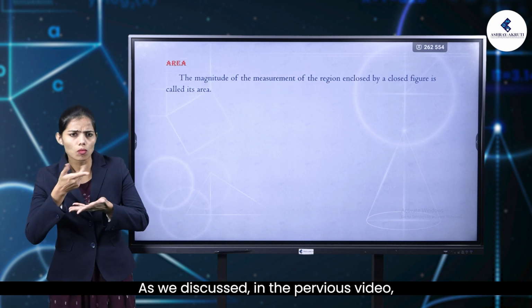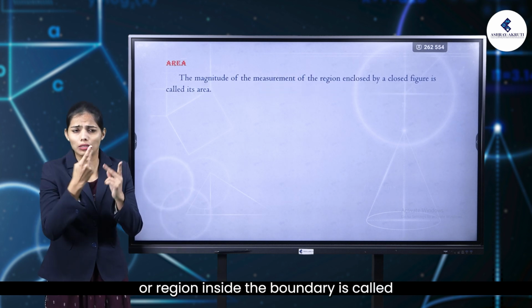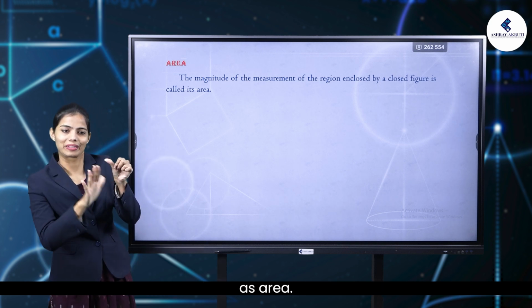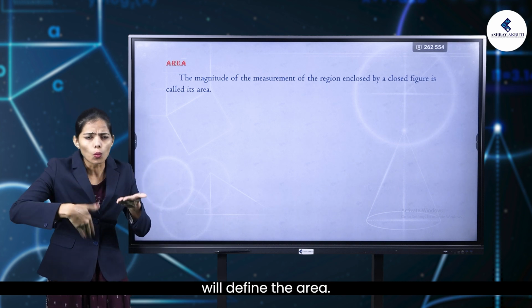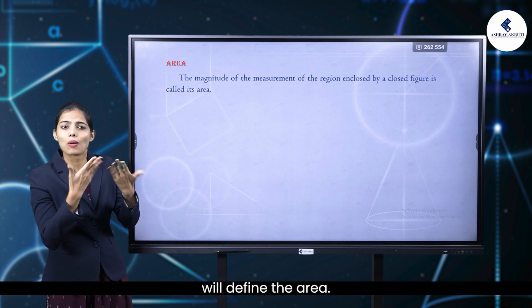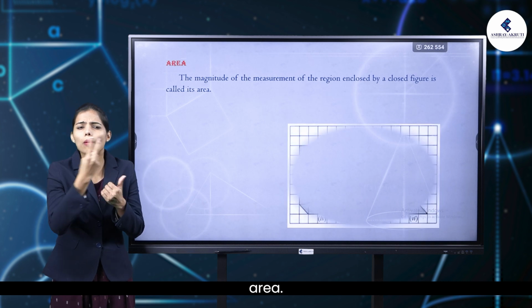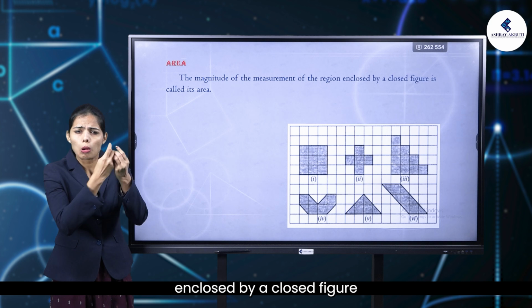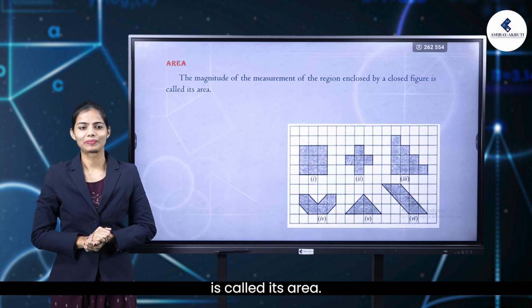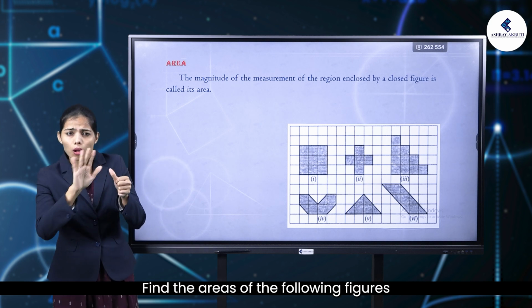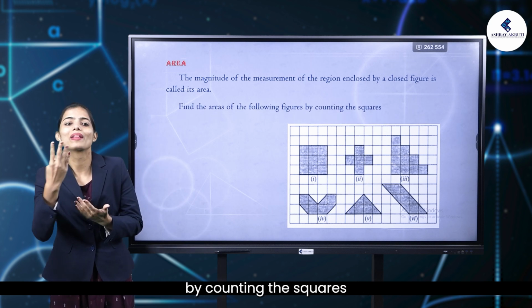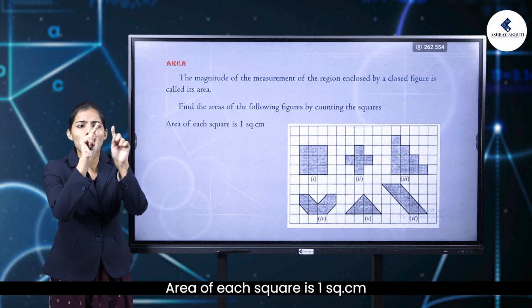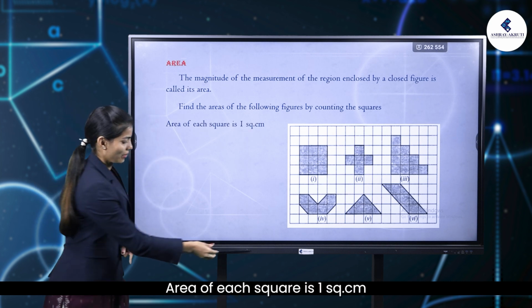As we discussed in the previous video, the space or region inside the boundary is called as area. So, now we'll define the area. Area. The magnitude of the measurement of the region enclosed by a closed figure is called its area. Find the areas of the following figures by counting the squares. Area of each square is 1 square centimeter.